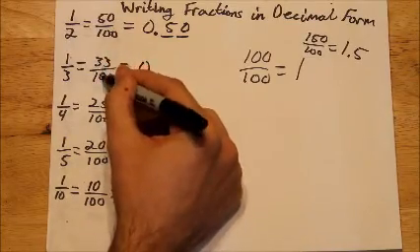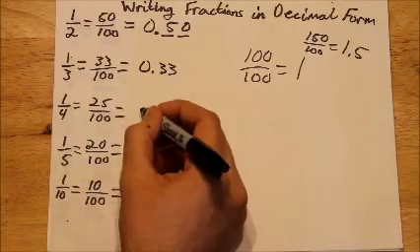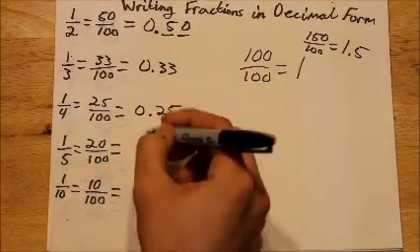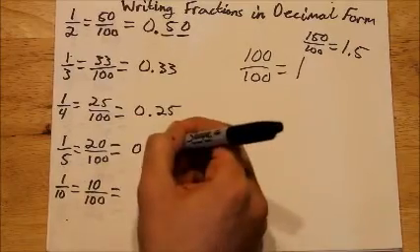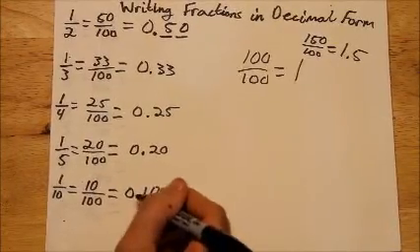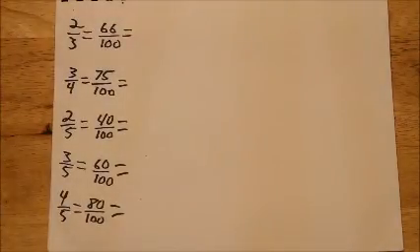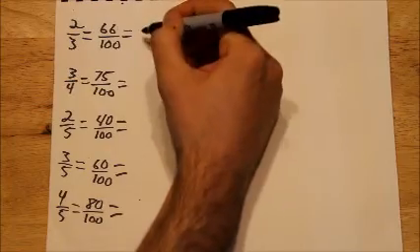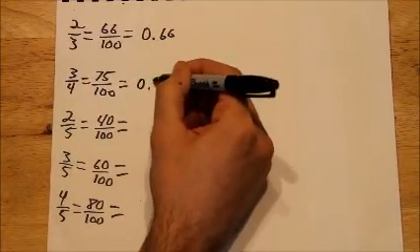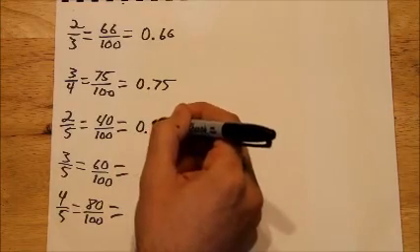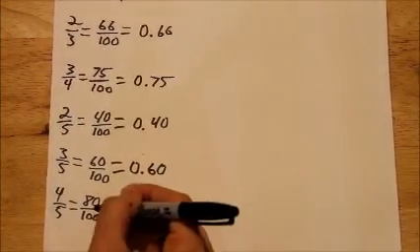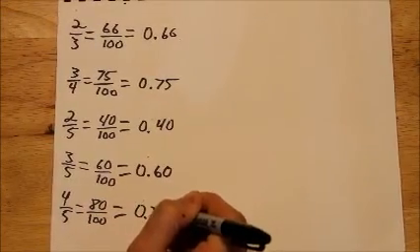And transfer it over. So we have 33 hundredths. So we'll write 33 hundredths. 25 hundredths. 20 hundredths. 0 ones and 20 hundredths. 0 ones and 10 hundredths. 66 hundredths, 0 ones and 66 hundredths, 0 ones and 75 hundredths, 0 ones and 40 hundredths, 0 ones and 60 hundredths, 0 ones and 80 hundredths.